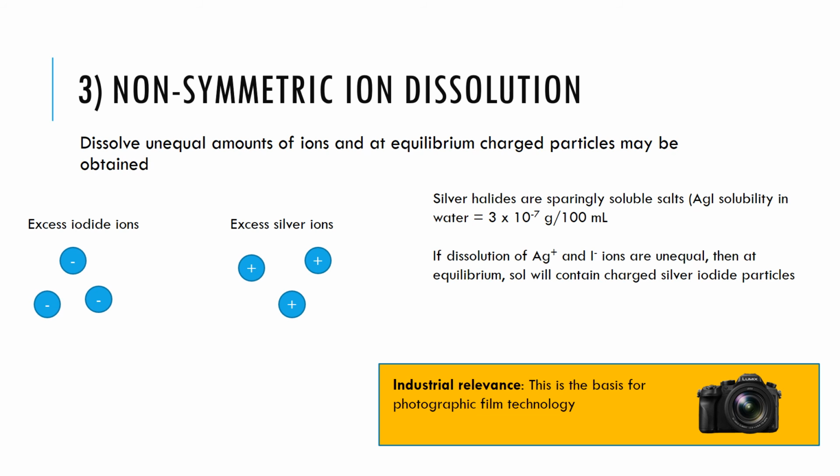The salts themselves, for example silver iodide, are really not very soluble in water. You can only get about 3 × 10⁻⁷ grams of it per 100 ml. But if you dissolve the silver and iodide ions at unequal concentrations and allow equilibrium to be reached, then you yield a charged silver iodide particle, which is soluble in water because of that charge. If we use an excess of iodide, then we end up with a negatively charged particle, and if we use an excess of silver, then we end up with a positively charged particle.